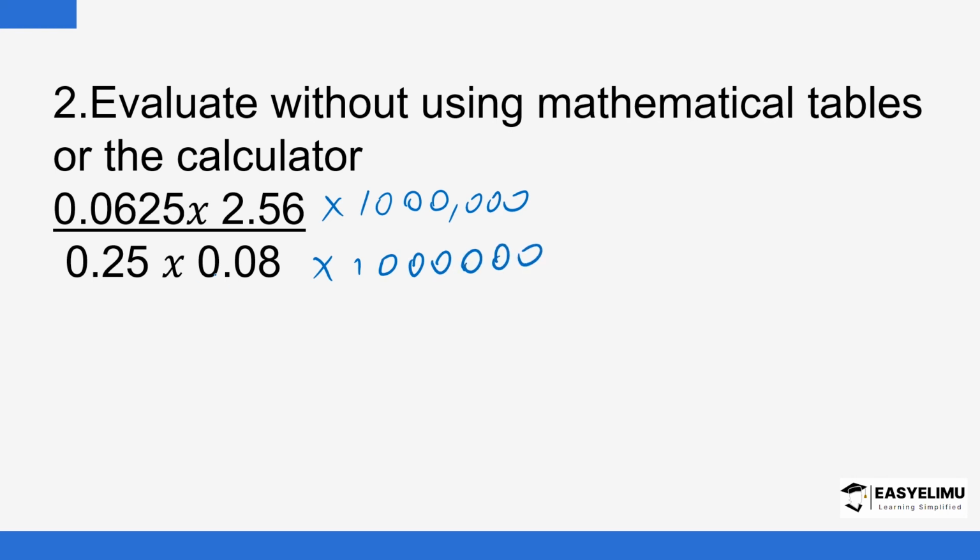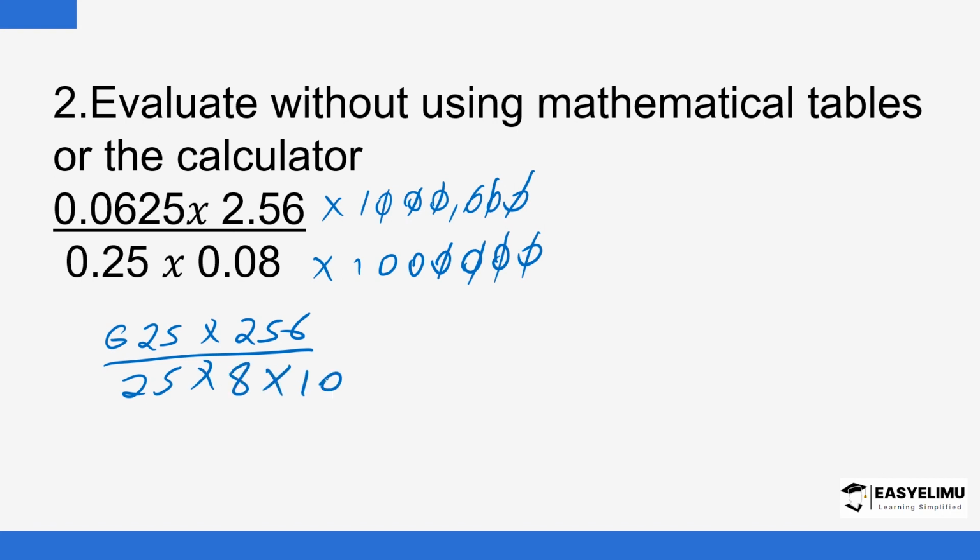So you see here we have 4 decimal places. So the 4 zeros here will be used to remove the decimal places. Here all the 6 zeros will, because we have 6 decimal places up here. So all the decimal places are removed. So we have 625 multiplied by 256 divided by 25 by 8, and then you multiply by 100.